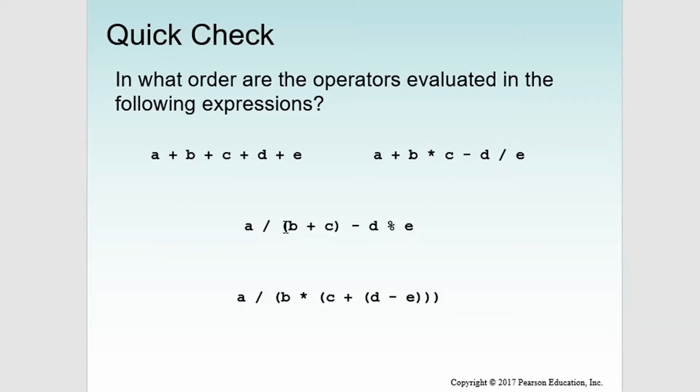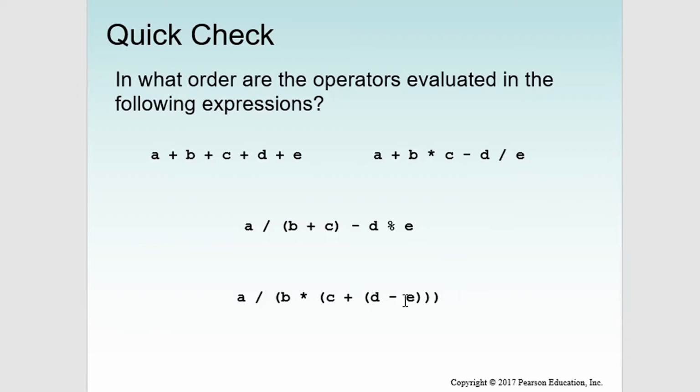This next one, parentheses take precedence over division, and this is actually division even though it's the remainder division. So we're going to add B and C first, then we're going to go left to right. So division and the remainder division are at the same level, so they happen from left to right. So you're going to divide A by the result of B plus C, and then you're going to take D divided by E and find that remainder. Then you're going to subtract the result of this from the result of this. The next one has multiple parentheses nested inside of each other.